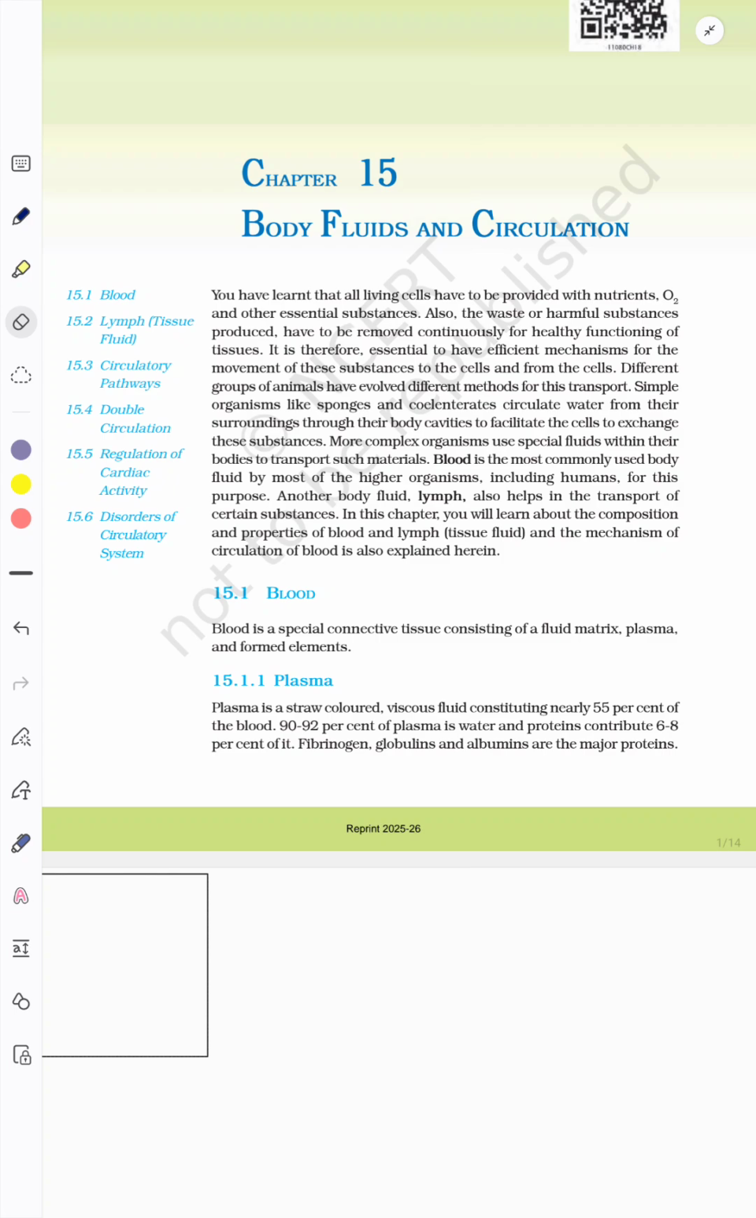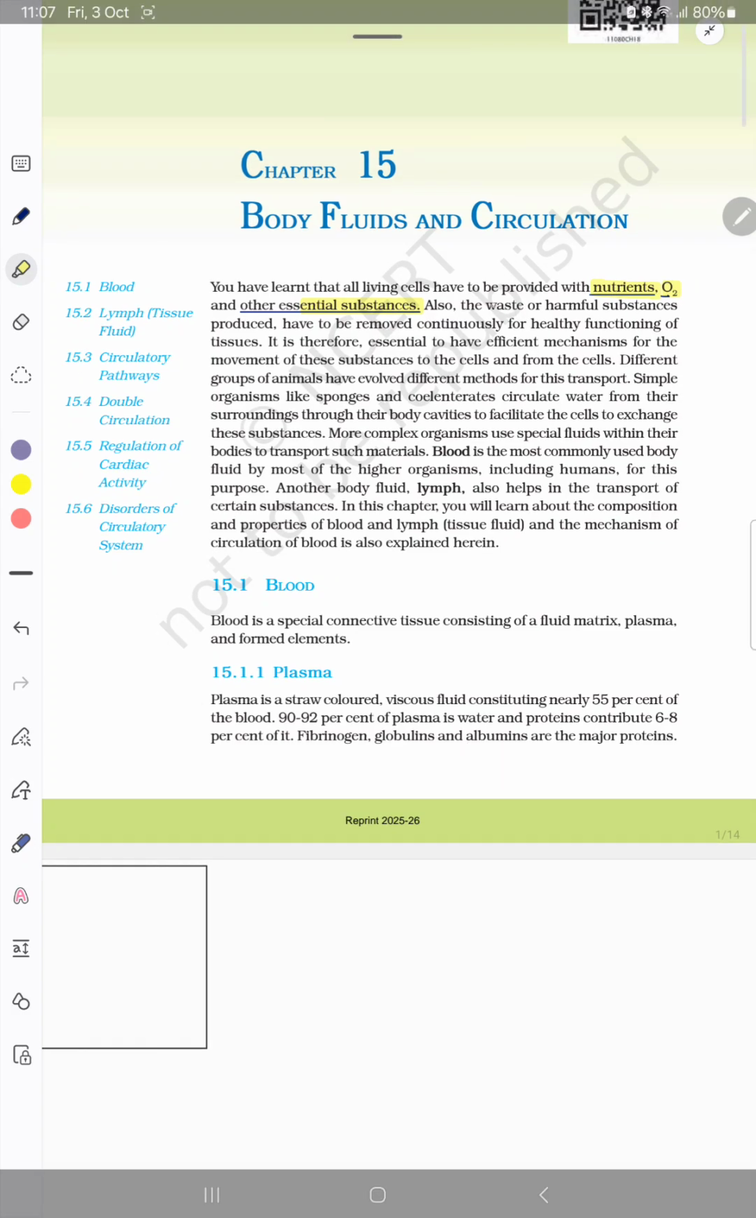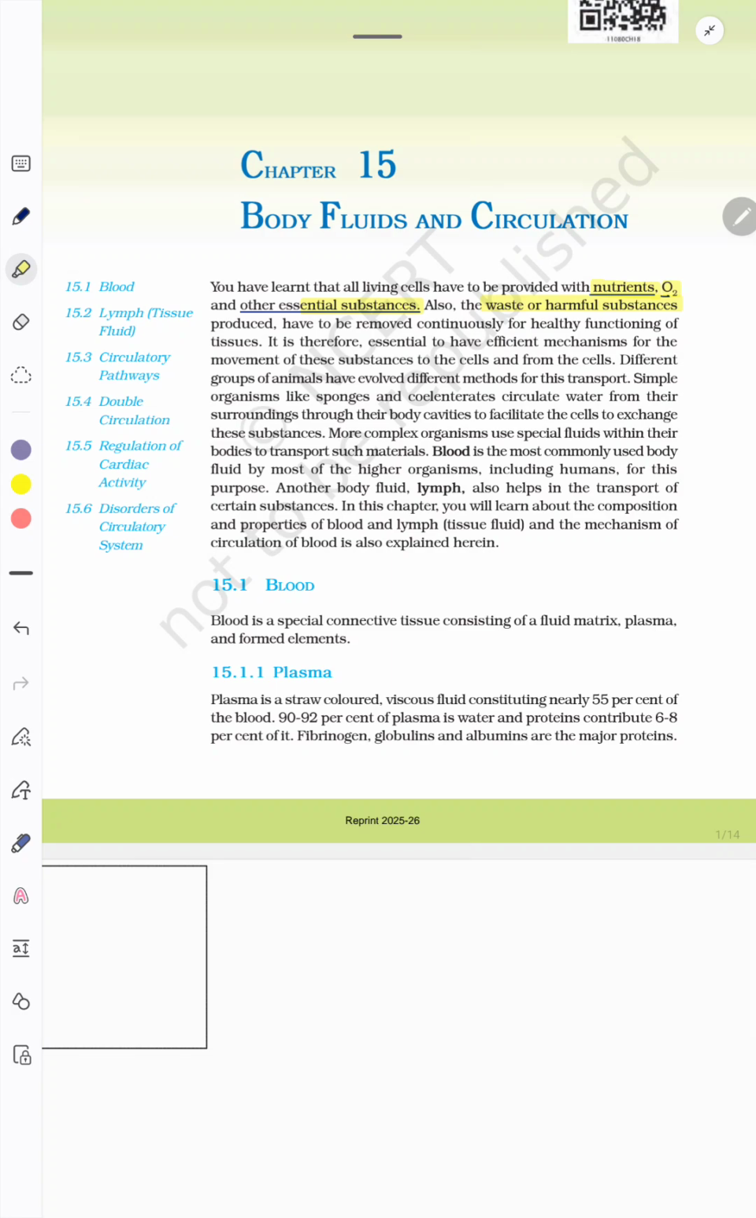So let's start. So you have learned that all living cells have to be provided with nutrients, oxygen, and other essential substances, right? So nutrients, oxygen, and other essential substances. Also, waste or harmful substances produced have to be removed continuously for healthy functioning of the tissues. Okay, so what does this line mean?